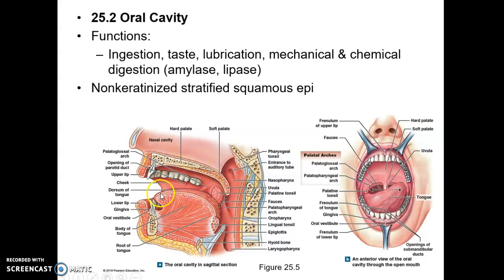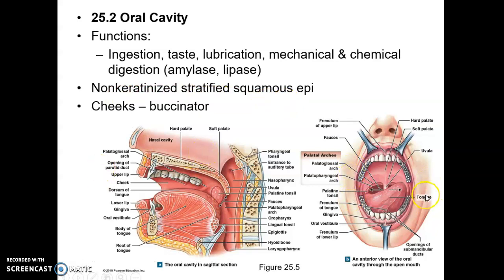Some of the food that we ingest and start to digest, chew up, and then chemically digest is pretty abrasive. Think of eating potato chips or tortilla chips. Okay? So to deal with that abuse and abrasiveness, your mouth is lined with non-keratinized stratified squamous epithelium.